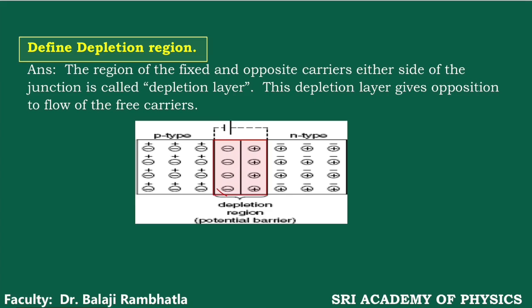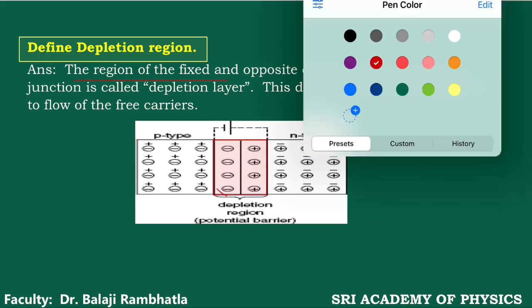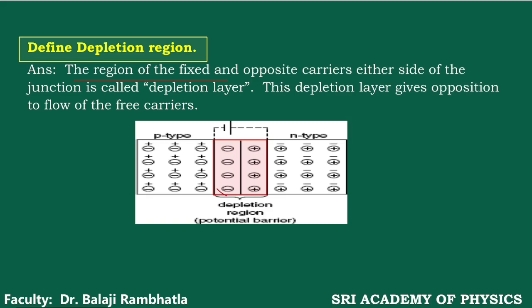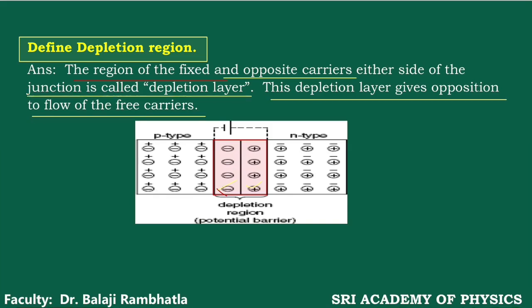Such a type of region is called the depletion region or potential barrier. Definition: the region of fixed and opposite charge carriers on either side of the junction is called the depletion layer. This depletion layer gives opposition to the flow of free charge carriers.